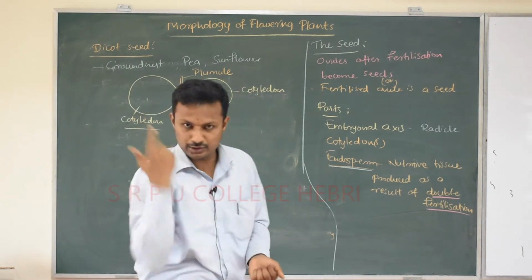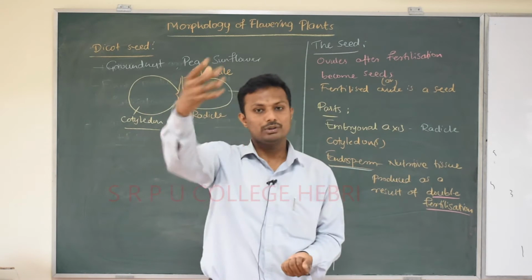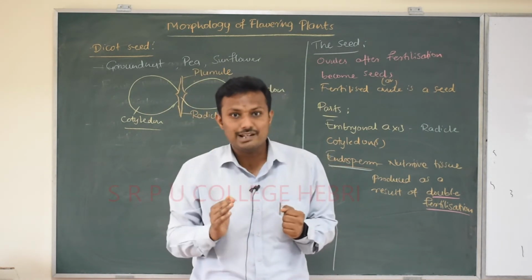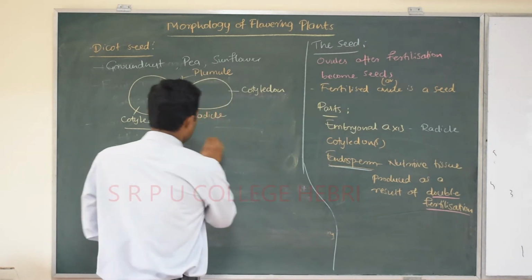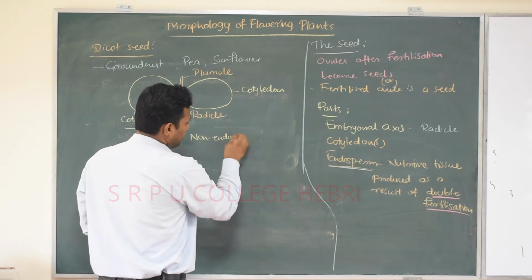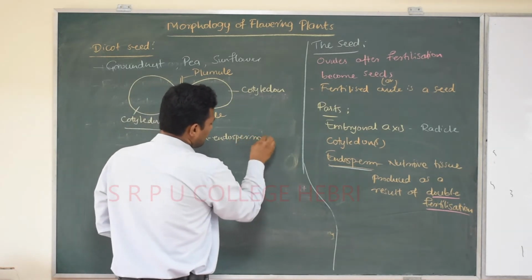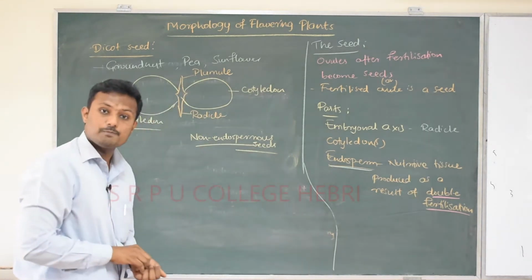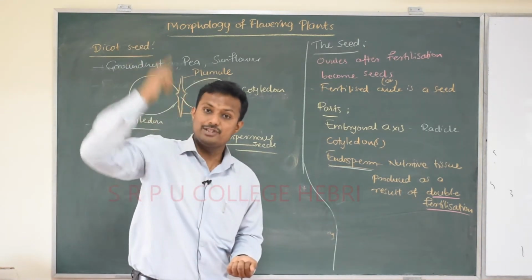We call it seed sprouting, right? So at the time of sprouting, if the endosperm is not there, those seeds are called non-endospermous seeds. Non-endospermous seeds. So what example can we give? The seeds in which the endosperm is not present at the time of seed germination.